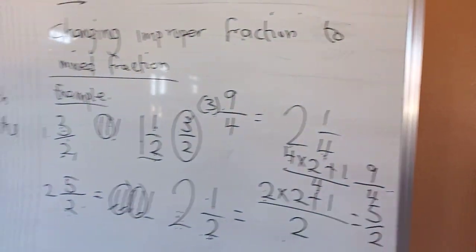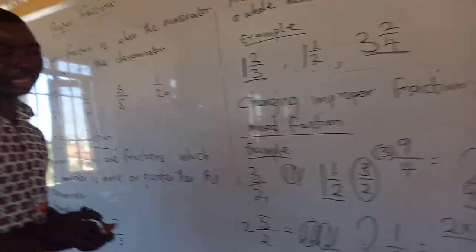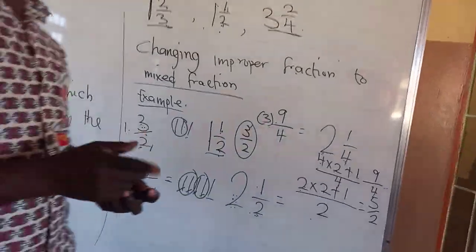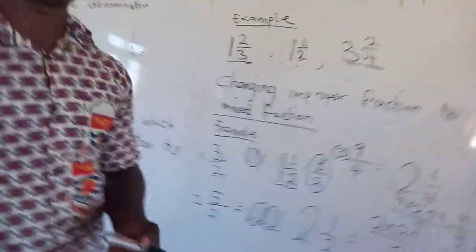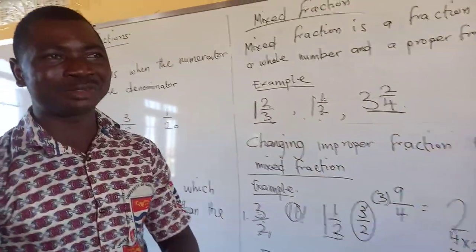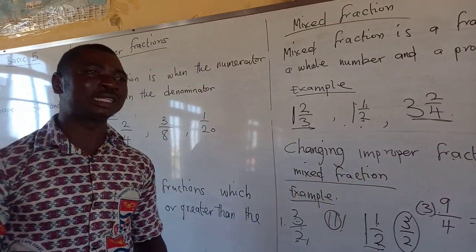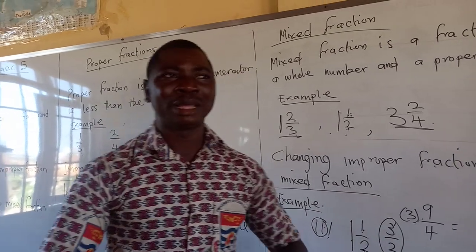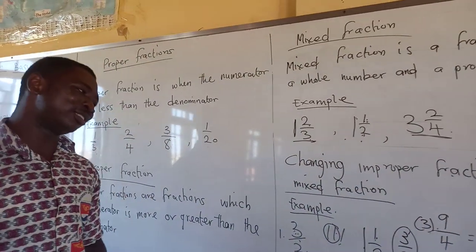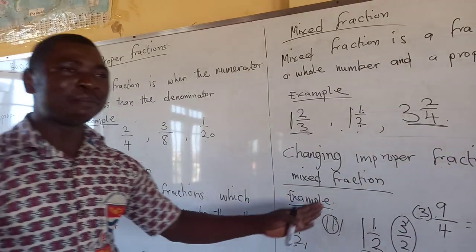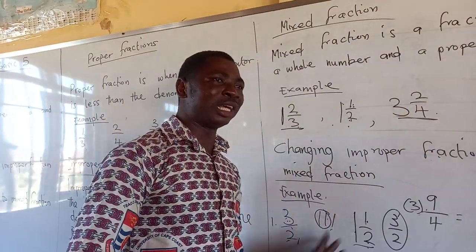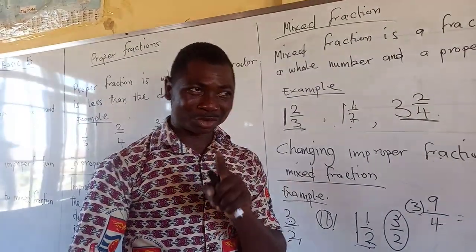So we can change our mixed fraction back to our improper fraction. Vice versa, you can change an improper fraction to a mixed fraction and also a mixed fraction to an improper fraction. Now you know proper fraction, improper fraction and mixed fraction.